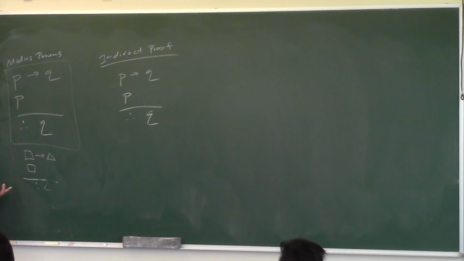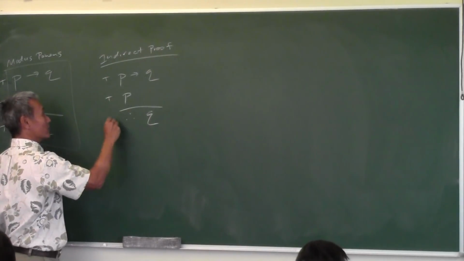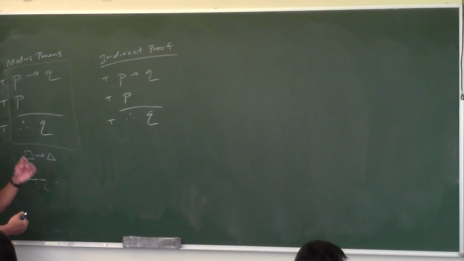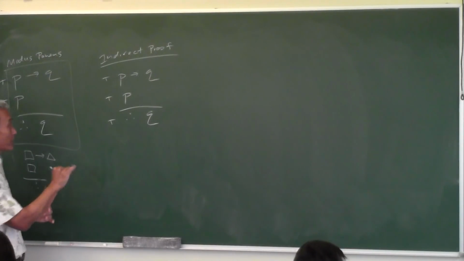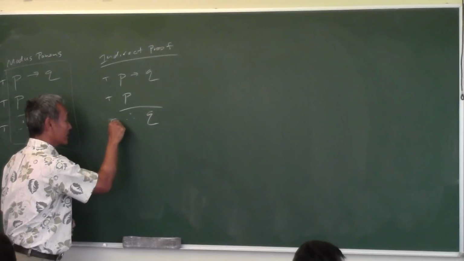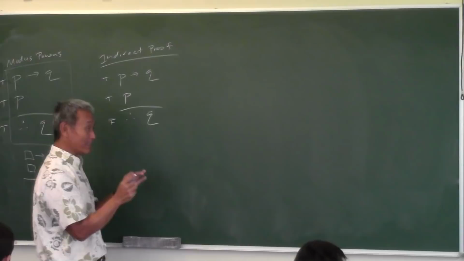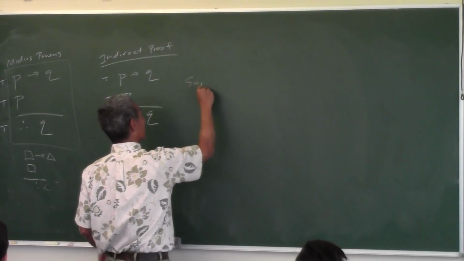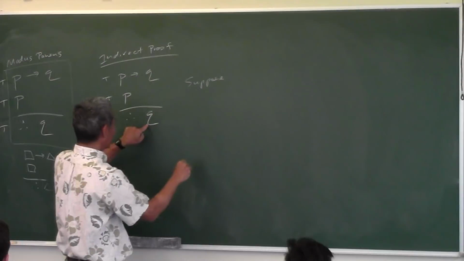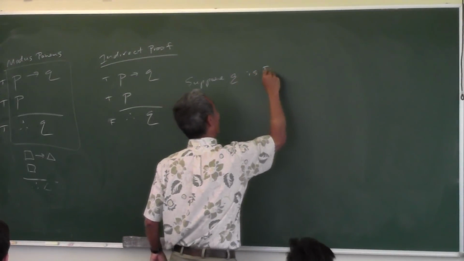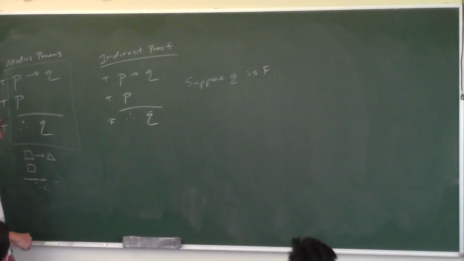In order to use an indirect proof, you have to understand what a valid argument is. If this is true and this is true, this will also be true, right? That's what a valid argument is. When this is true and this is true, the conclusion is true all the time. So this is what an indirect proof is. We're going to suppose that this is false. Your first sentence in an indirect proof is always going to be, suppose whatever your conclusion is false. You're going to suppose it's false.